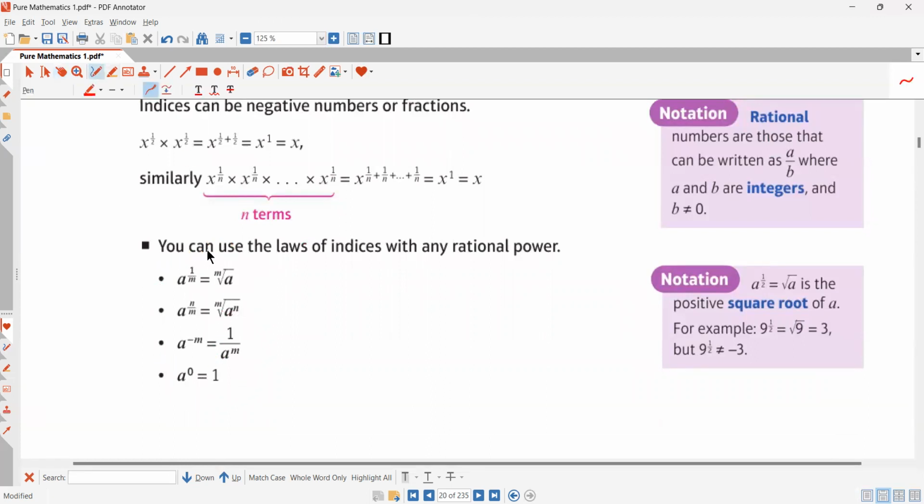The most important thing over here is this one. Anything raised to 0 is 1. Very important concept.